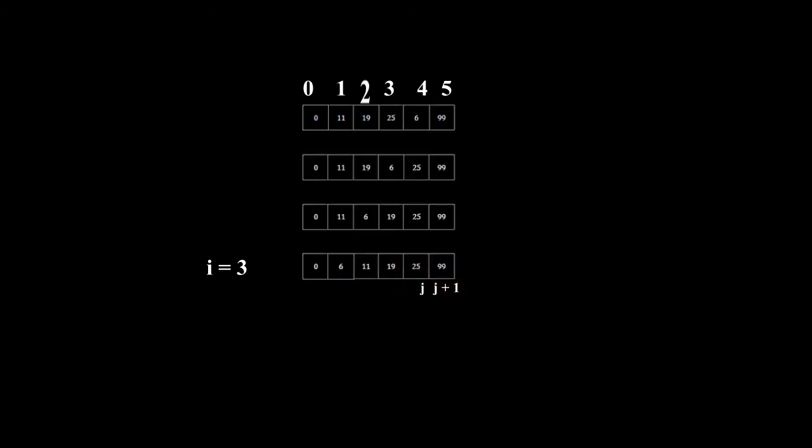At the end of the third iteration, we can find the fourth largest value of the sequence at the fourth highest index position of the sequence, 2, and increment i by 1. In the fourth iteration, the initial value of j is 0.